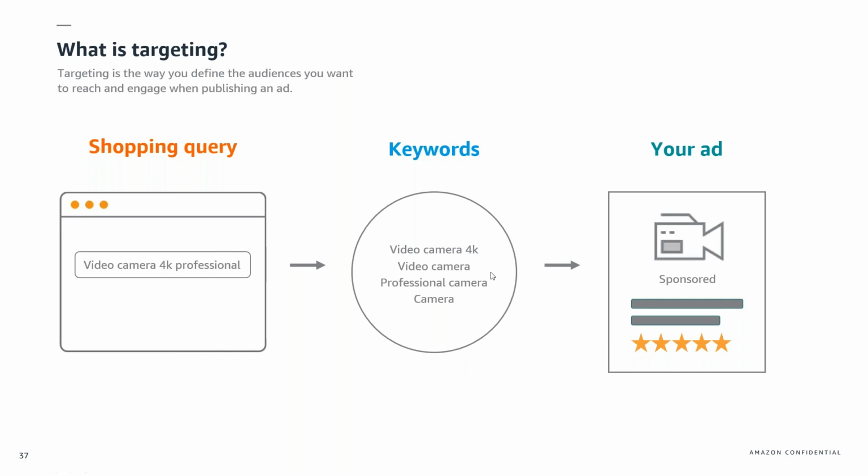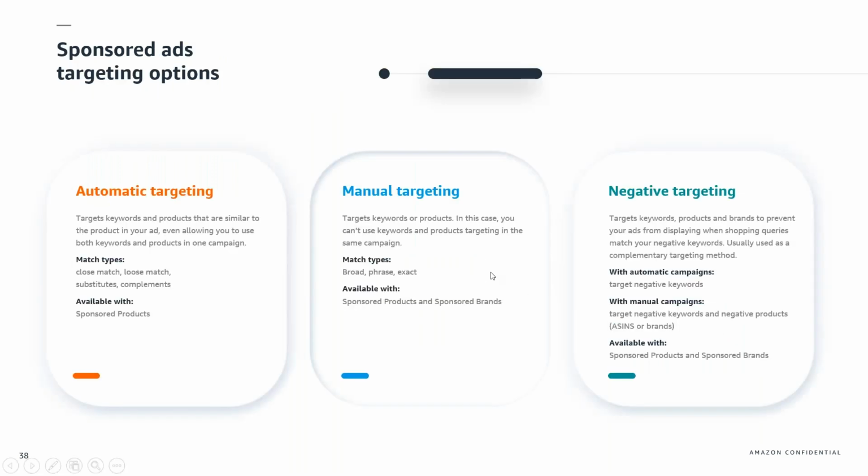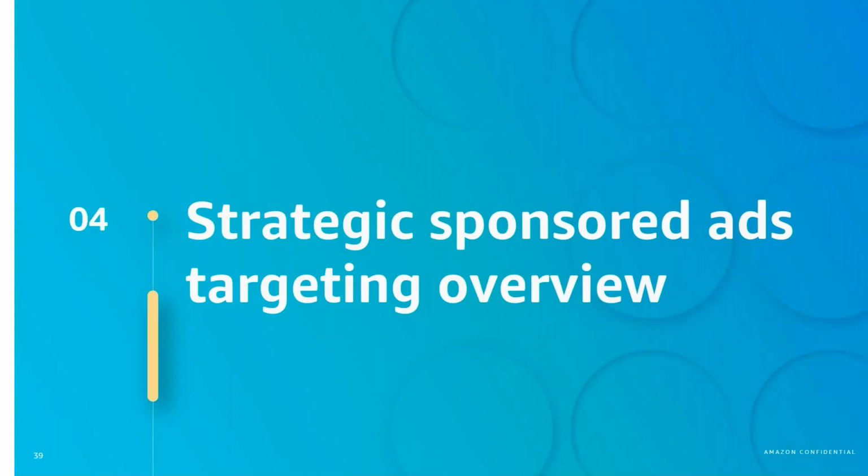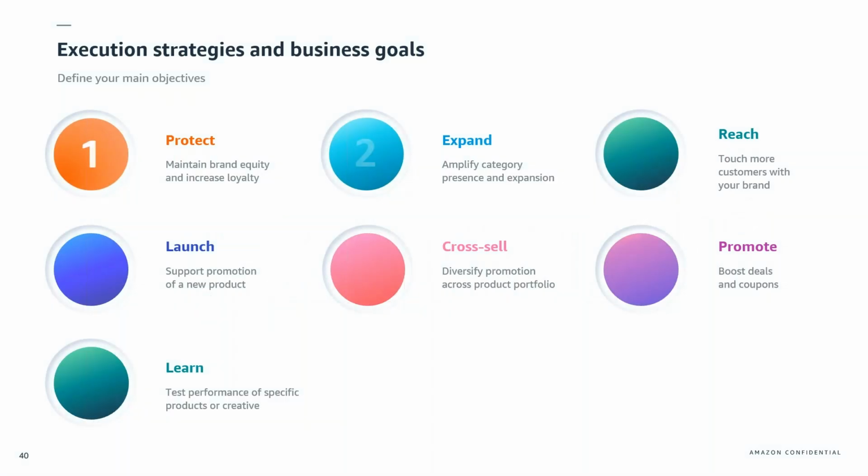Just as a recap for our targeting overview, we have automatic targeting for sponsored products and sponsored ads. We have manual targeting, and then we also have negative targeting. So this is just a recap, I won't stay too long. There are different kinds of strategies when it comes to keyword targeting and product targeting, how we can protect, for example, our own brand, and how we can expand, for mature sellers.